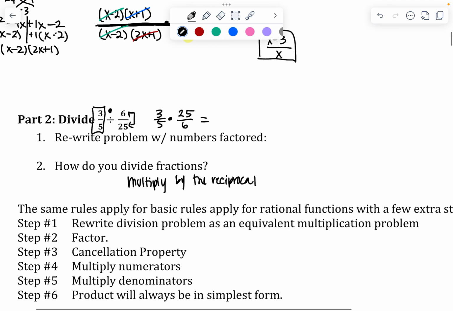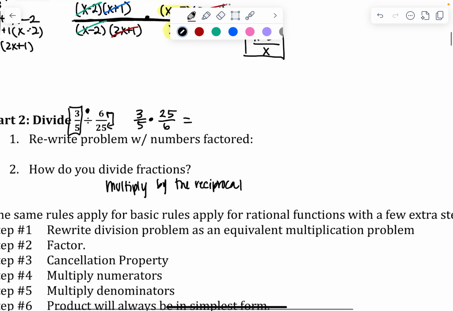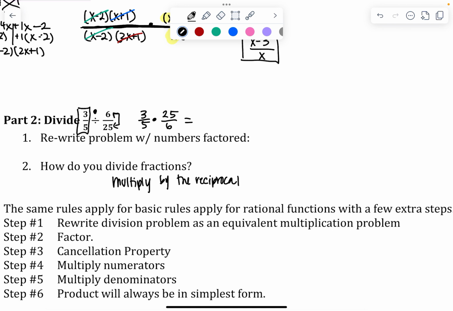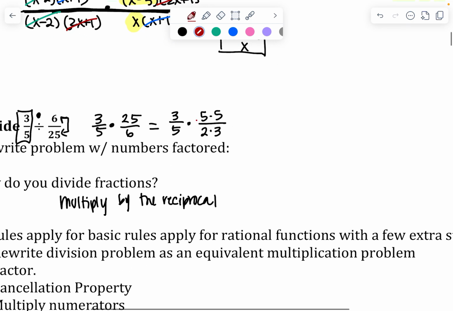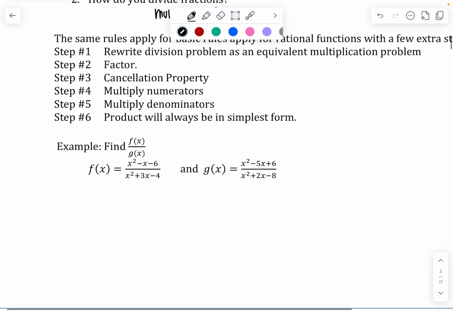And so now we can multiply the numerators and multiply the denominators, or we can do the same thing we did in the last problem where we factor everything in sight. And so 3 over 5 times, and then 25 is the same as 5 times 5. 6 is the same as 2 times 3. And so anything on top can cancel with anything on bottom. And then we have a 3. And so we are left with a 5 over 2. Okay, so same thing as multiplication. You just have to remember to flip the second fraction, not the first. You don't get to choose.